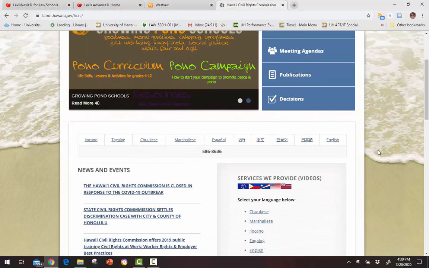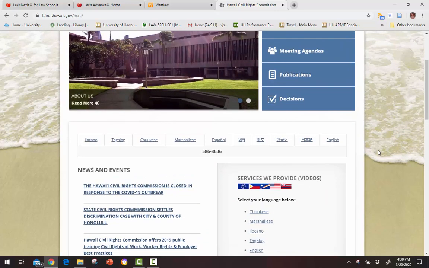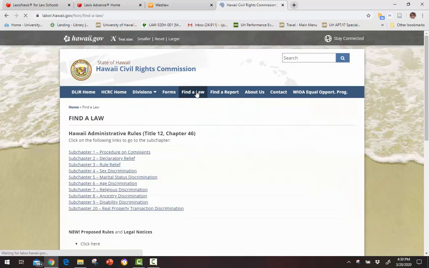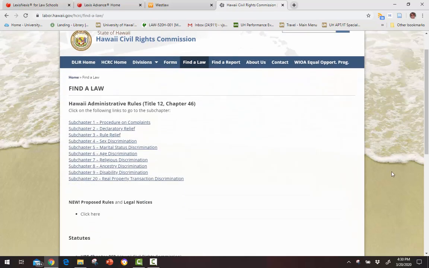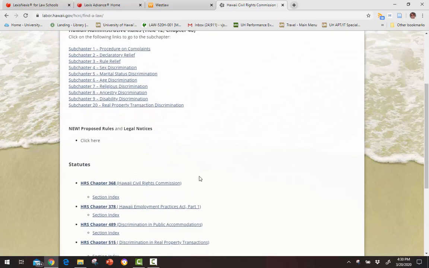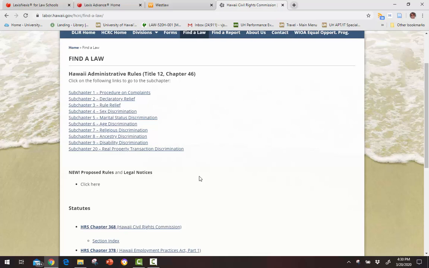And when we get here, you have news and events and different languages provided. But if we're looking for our regulations, we're going to go to find a law, right? Right. Yeah. And then from this page, you notice that everything is pretty well organized and laid out nicely. Within employment discrimination, you have the different subchapters that deal with the different types of employment discrimination. When you have a breakdown like this, we taught you how to check out the definitions for a section, and you're going to see that you often have to look at multiple sections that might actually have multiple definition sections to check out.